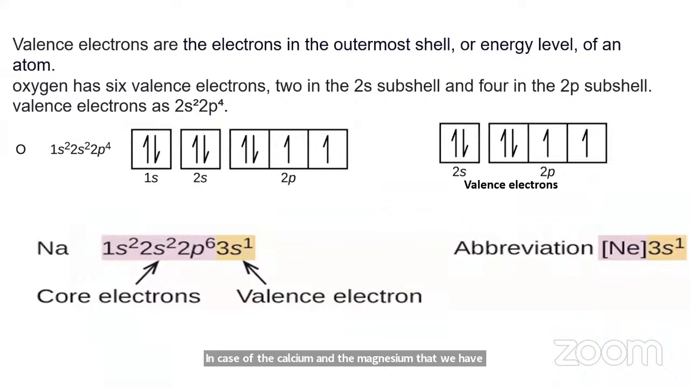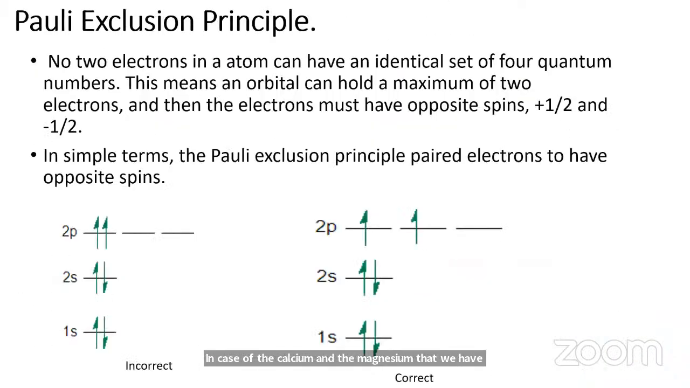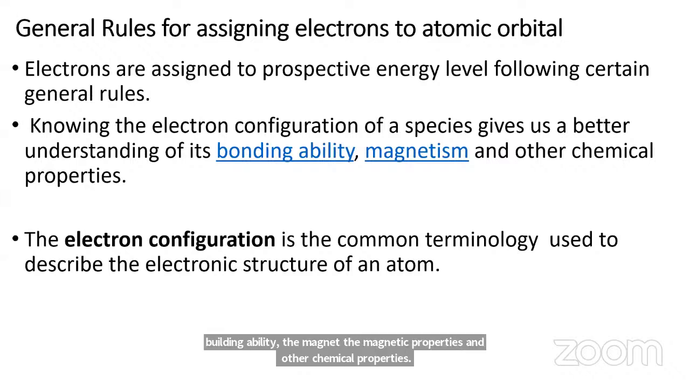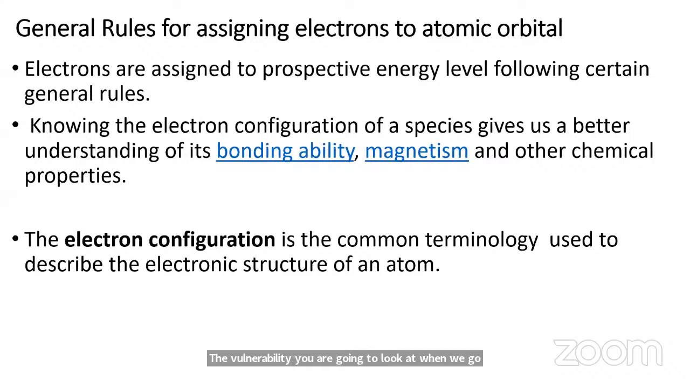Now, remember that we said that when we know the electronic configuration of a species, it will help us in understanding better the bonding ability, the magnetic properties, and other chemical properties. The bonding ability we are going to look at when we go further, maybe in other courses. But as far as this particular course is concerned, I've told you that for your bonding, you use the valence electrons. They are the ones available for bonding.